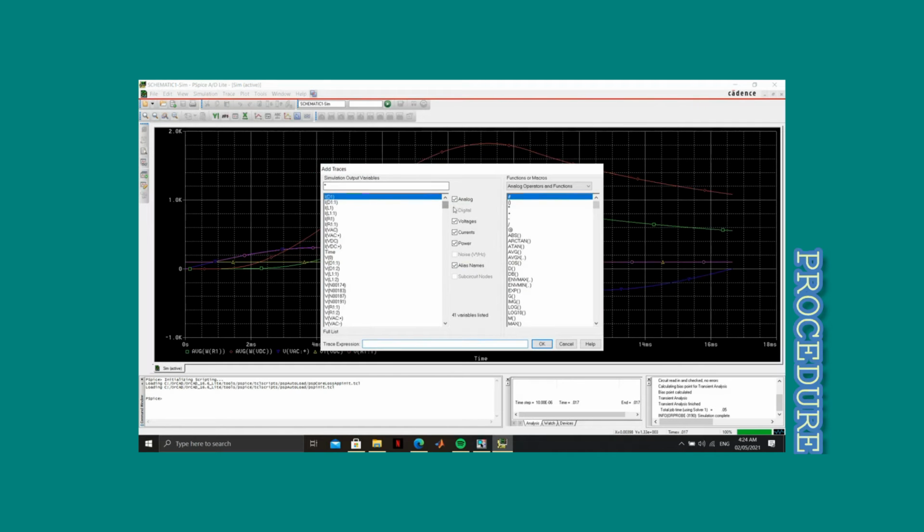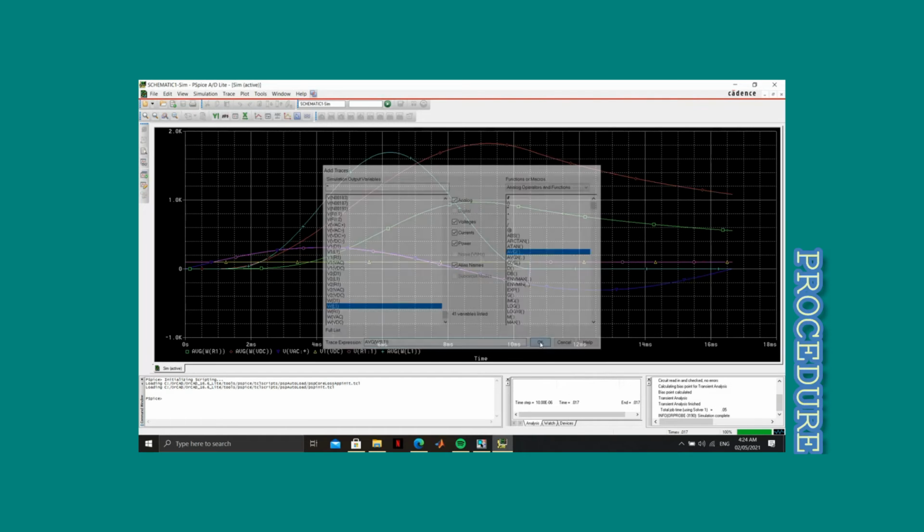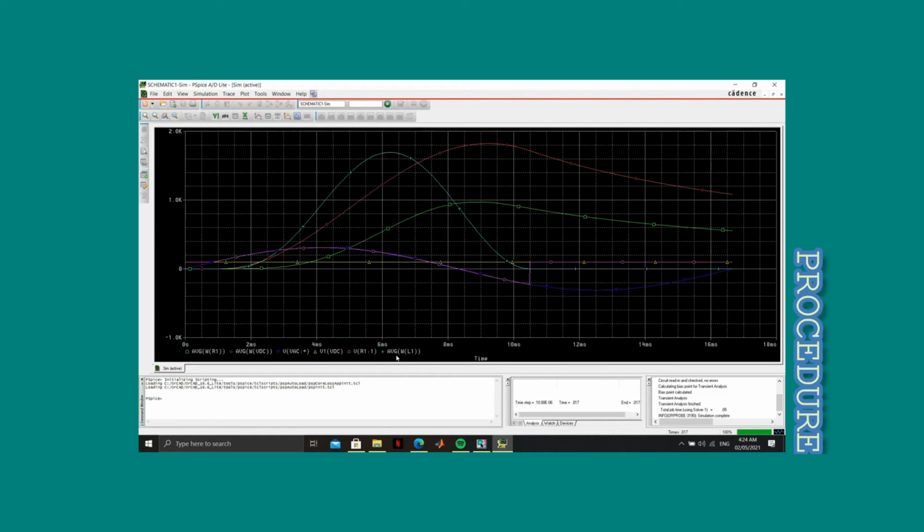Then lastly, we could add the average power across the inductor. We could see that the average power across the inductor is represented by the light blue waveform. And once the average power of the inductor drops to 0, this would be the time when the diode turns off and the voltage becomes stable at 100 volts.